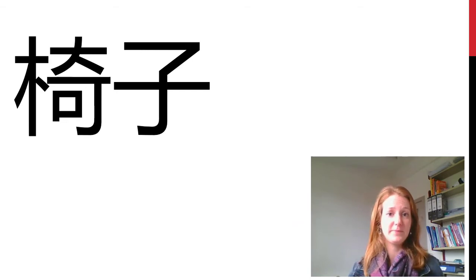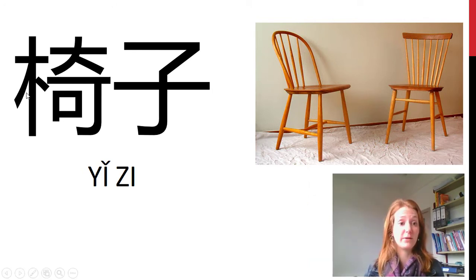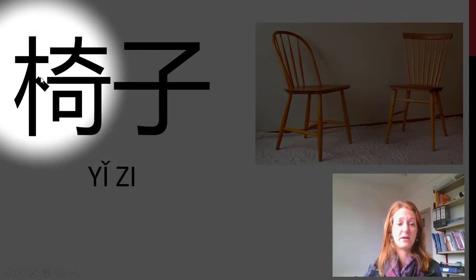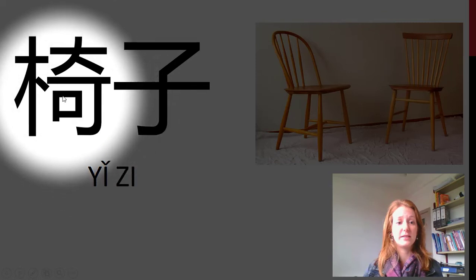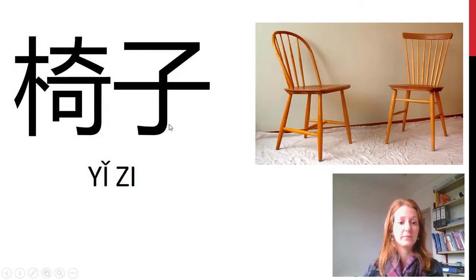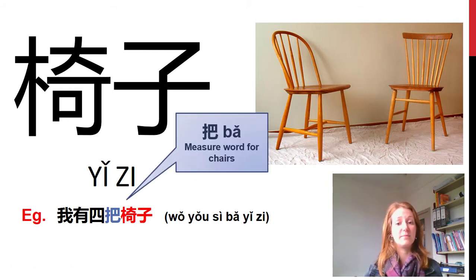这是什么? 这是椅子. 椅子. We have another wood radical here on the left hand side this time, so it looks a little bit different. I think of this one as a person sitting down on the chair, and it's a wooden chair. 我有4把椅子. 把 is a measure word for chairs. How would you say I have 6 chairs? 我有6把椅子. 对.